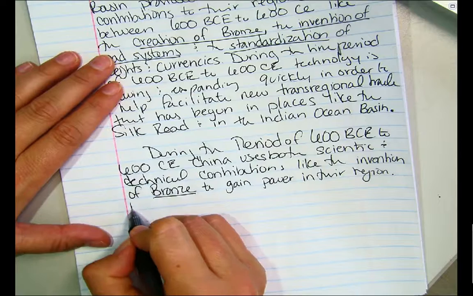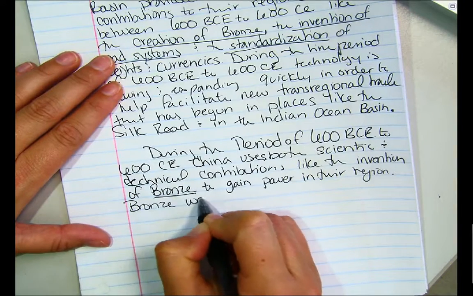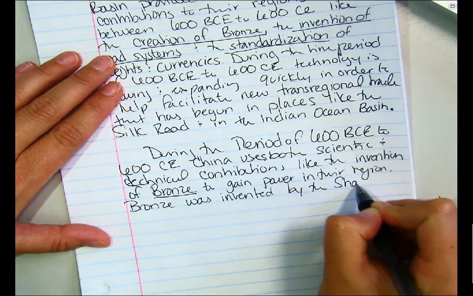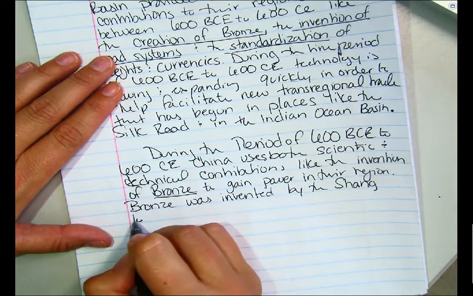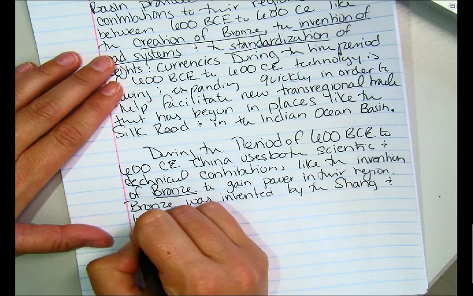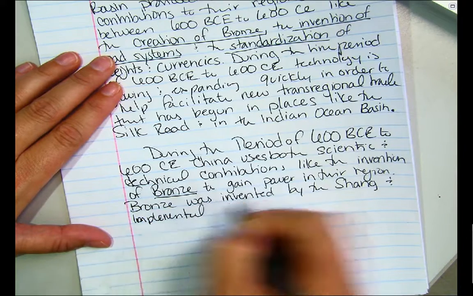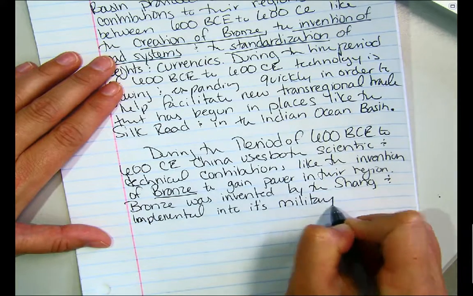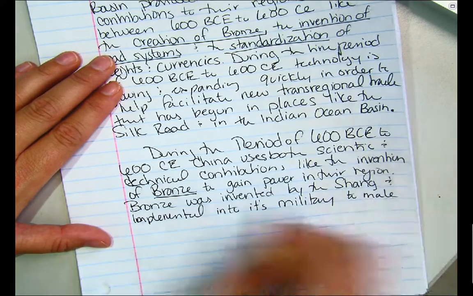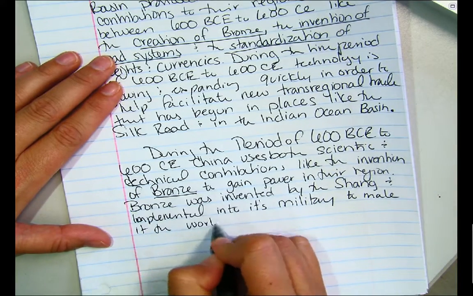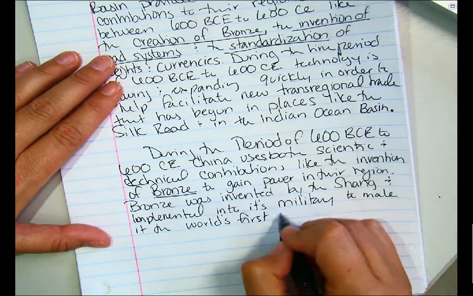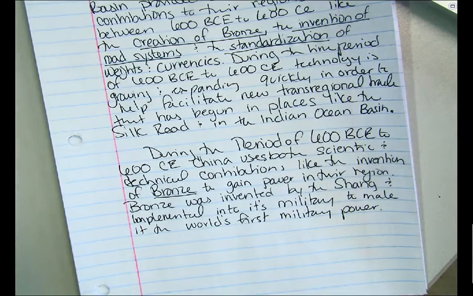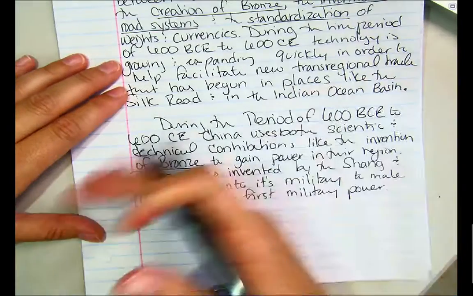So, bronze was invented by the Shang. Bronze was invented by the Shang and implemented into its military to make it the world's first military power. Okay, so I've just explained why it's important.